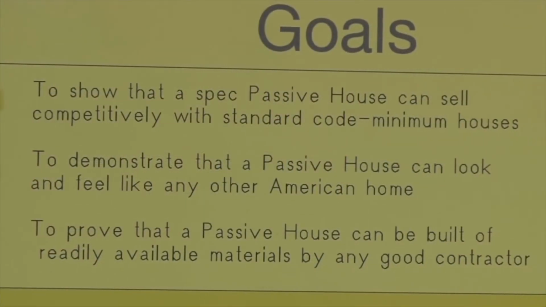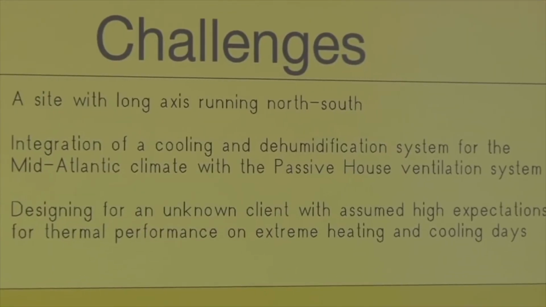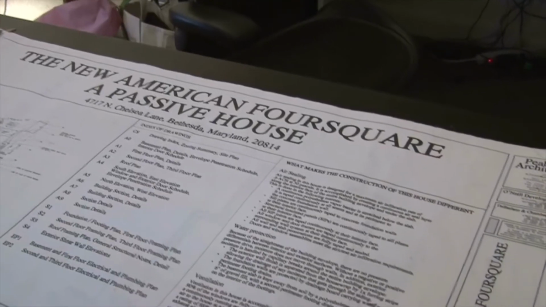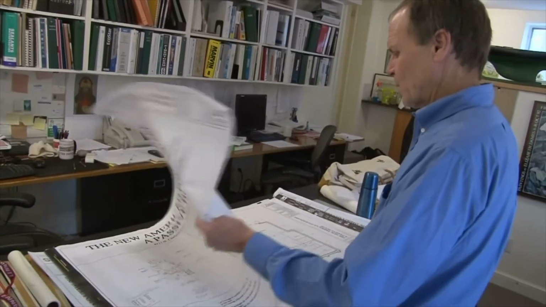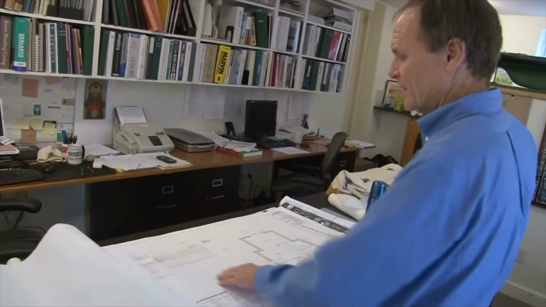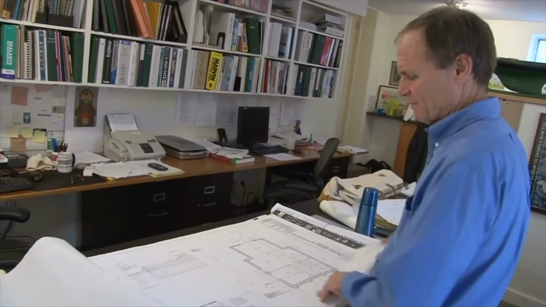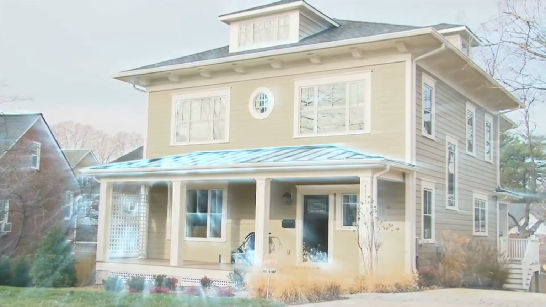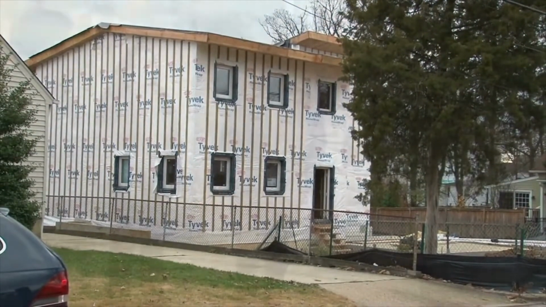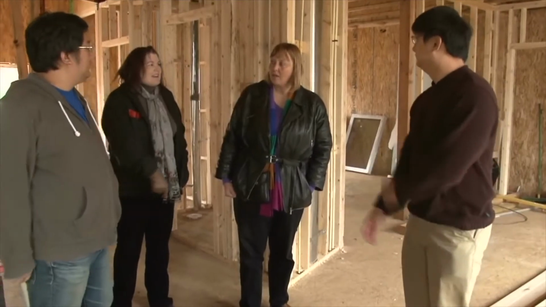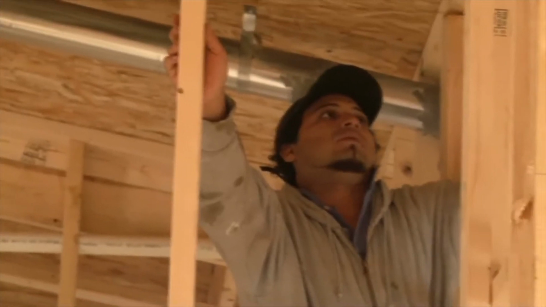That's why, in our case, we decided to try to prove that point, to make something that was very traditionally American. Peabody Architects may have been the first to build a passive home in the Washington area, but they are certainly not the last. In nearby Arlington, Virginia, Roger Lynn and his brother Eric are in the midst of building a passive home.